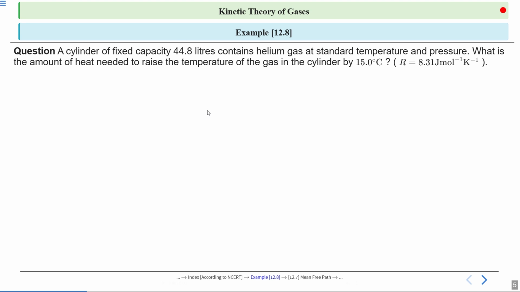A cylinder of fixed capacity 44.8 liters contains helium gas at standard temperature and pressure. What is the amount of heat needed to raise the temperature of the gas in the cylinder by 15 degrees Celsius? R equal to 8.31 joule per mole per Kelvin. So here we have to calculate heat Q.